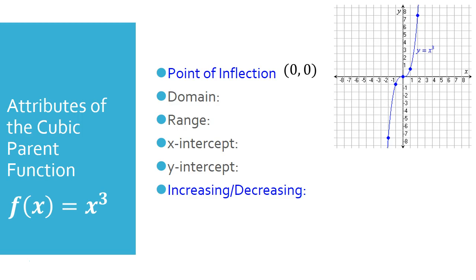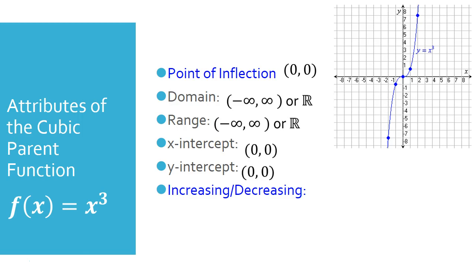The point of inflection is right in the middle of your graph, and it's right in the middle of the little squiggly that you see. It is the point where the graph changes direction. The domain and range for the cubic parent function are always all real numbers. The x and y intercept for the parent function are both (0, 0). And of course, this graph is increasing: as x increases, so does y, going to infinity.